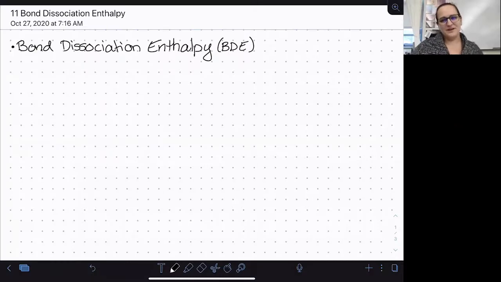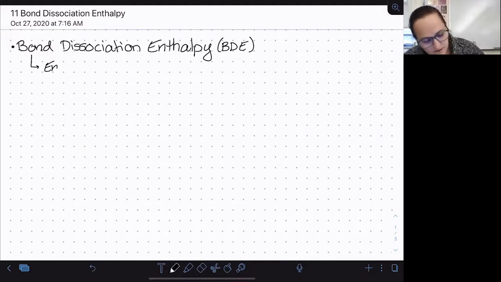In this video, we'll be talking about one last way that we can calculate the enthalpy change for a chemical reaction based on pre-existing data. So this time we're going to be using what's known as bond dissociation enthalpy, or sometimes bond dissociation energy, commonly abbreviated BDE. So what this is, the enthalpy change when a bond is broken symmetrically.